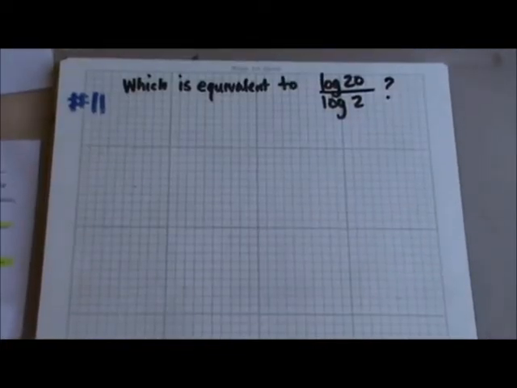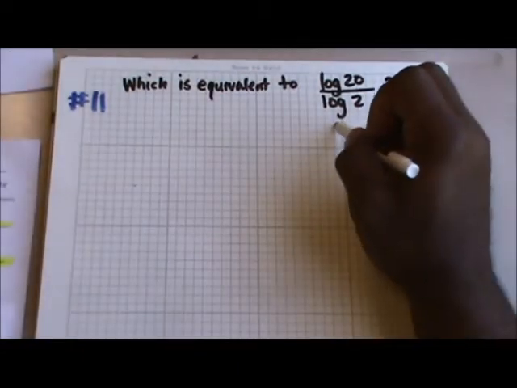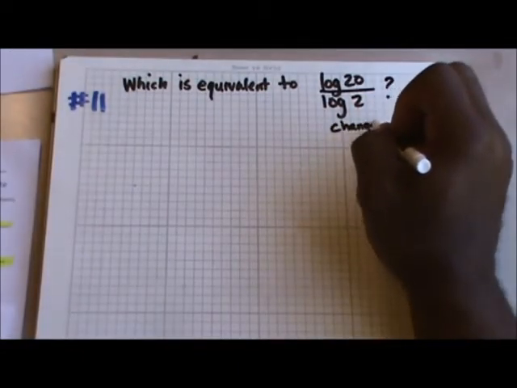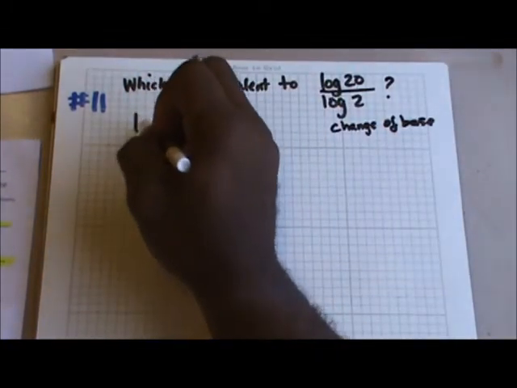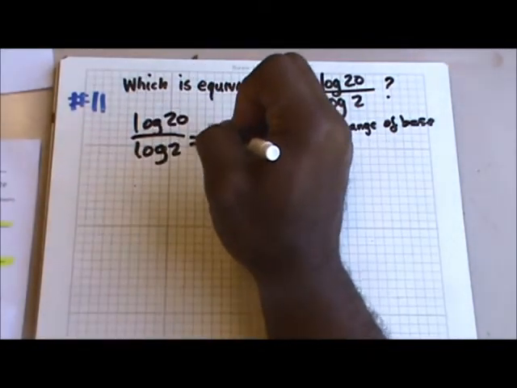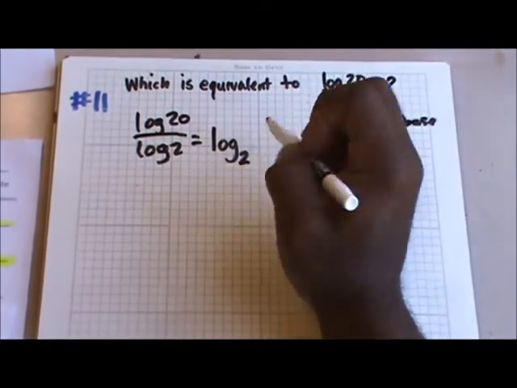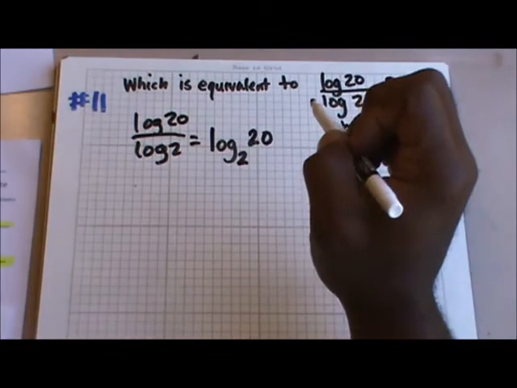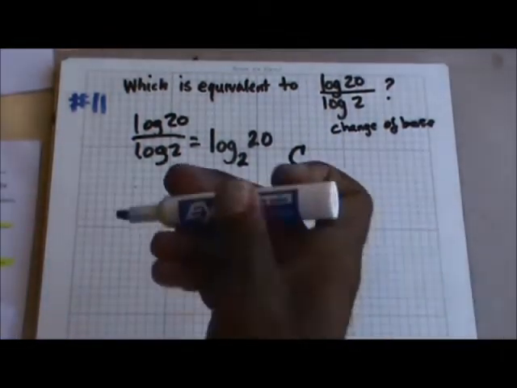Question number 11 says, which is equivalent to log of 20 over log of 2? In this case, what they're trying to get you to think about is change of base. Change of base for log 20 over log 2 would be, remember the base is always in the basement, log base 2 of 20. In that case, the answer is C. Number 12.